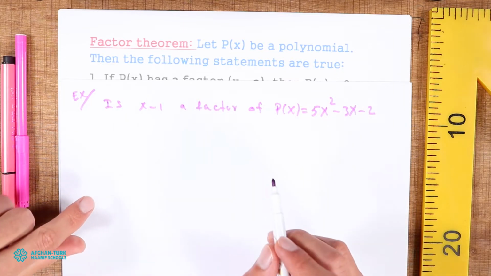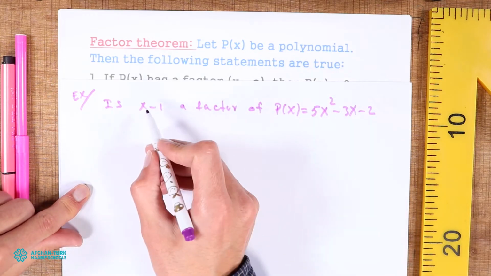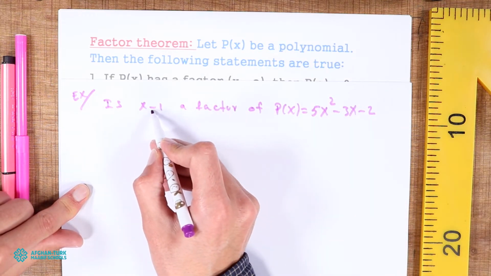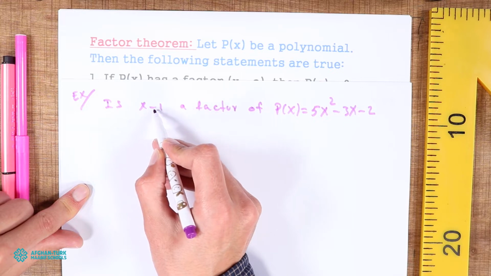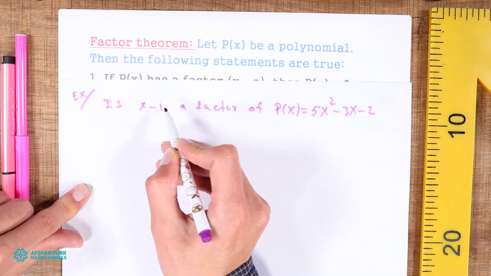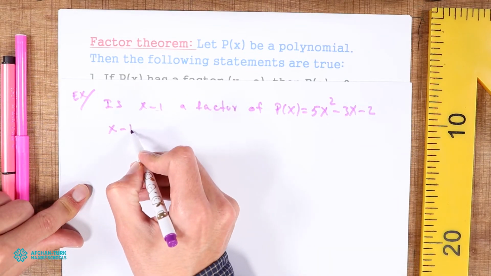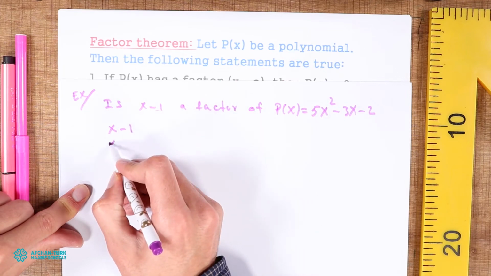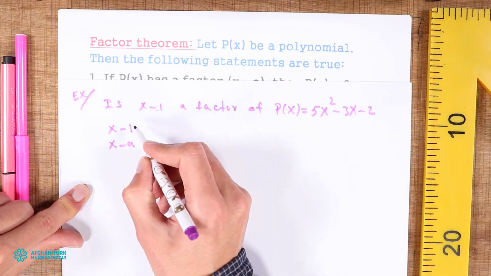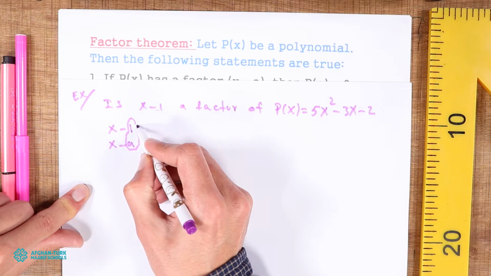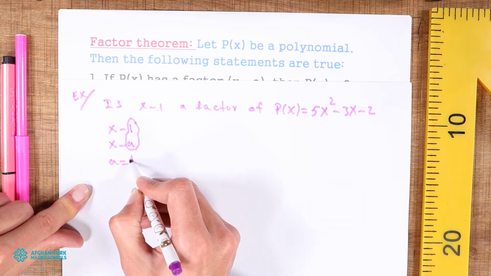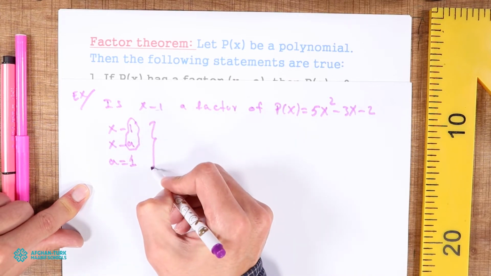So let us check. To check it, first we must find a. In here you can see that we have x minus 1, and we have x minus a. So in here you can see that a is equal to what? A is equal to 1.